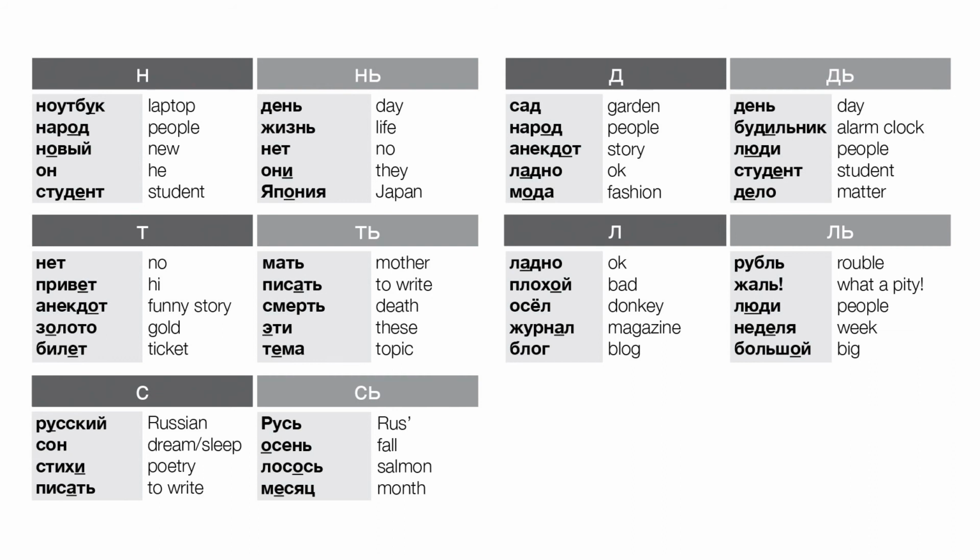Okay, let's take T, starting with the easy part, hard T. Нет. Привет. Анекдот. Золото. Билет. Now for soft T, again, practice the tongue position.